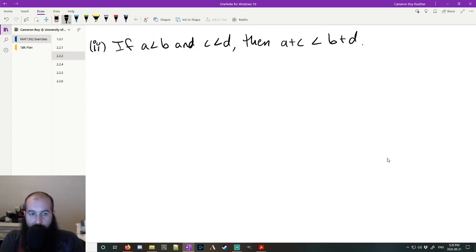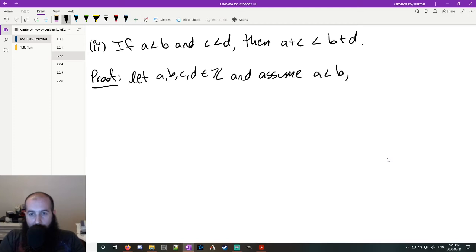Part 2 states that if a is less than b and c is less than d, then a plus c is less than b plus d. So again, beginning our proof, we need 4 integers. Let a, b, c, and d be integers, and we can assume the if statement and assume that a is less than b and that c is less than d. We can unpack what this means. This means b minus a is a natural number, and c less than d means that d minus c is a natural number.